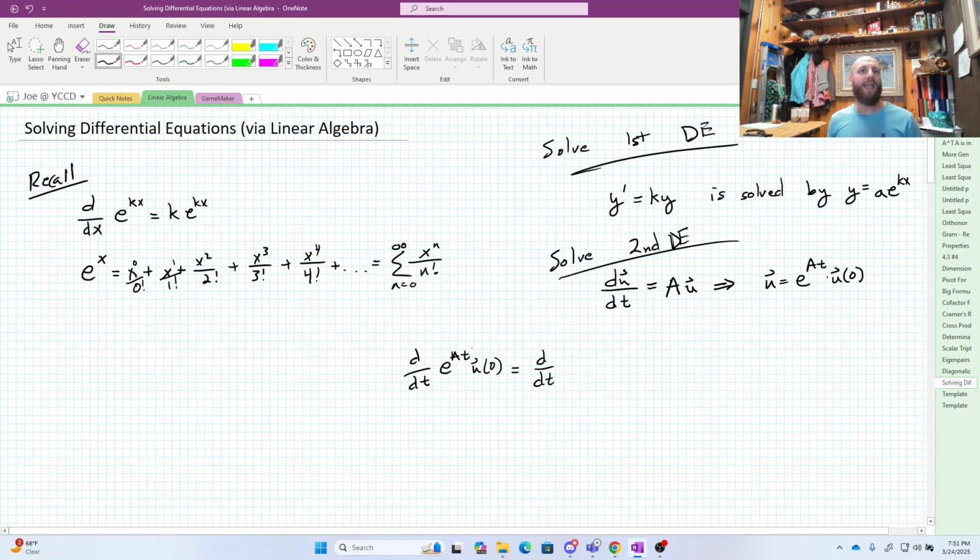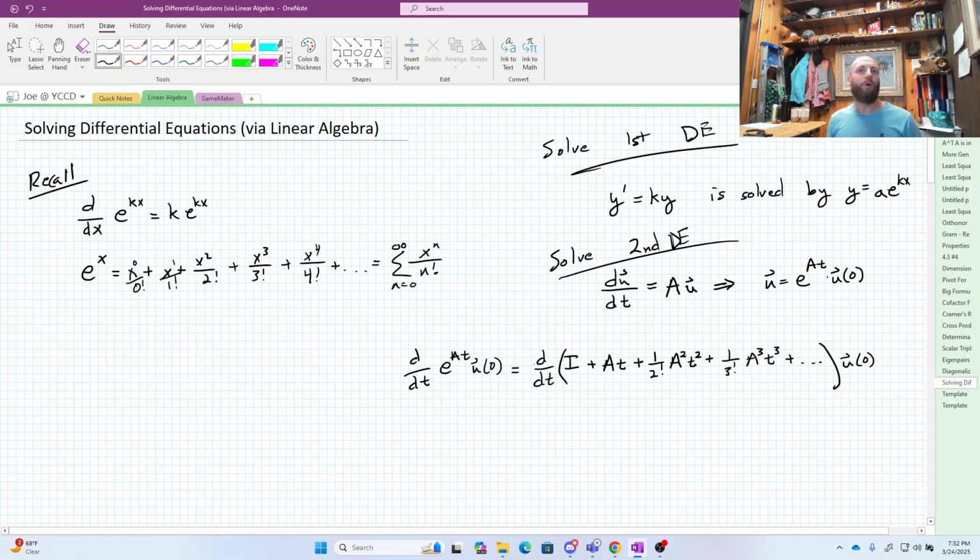So when I plug in At here, I'm going to get At raised to the 0 power. When you take the 0 power of a matrix, that's going to be an identity matrix. And then we're going to get plus At to the first over 1 factorial plus 1 over 2 factorial times A squared t squared plus 1 over 3 factorial A cubed t cubed, and kind of so forth, right? And then I'm going to have my little u of 0 out back here.